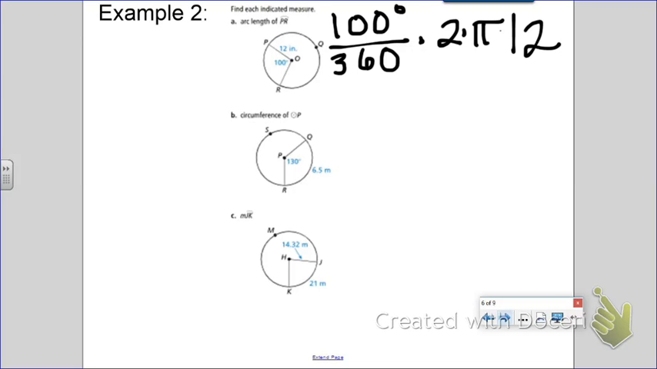So in our calculator, you have to take 100 divided by 360, and then multiply that by 2 times pi times 12. We get 20.94 as our answer for the arc length.